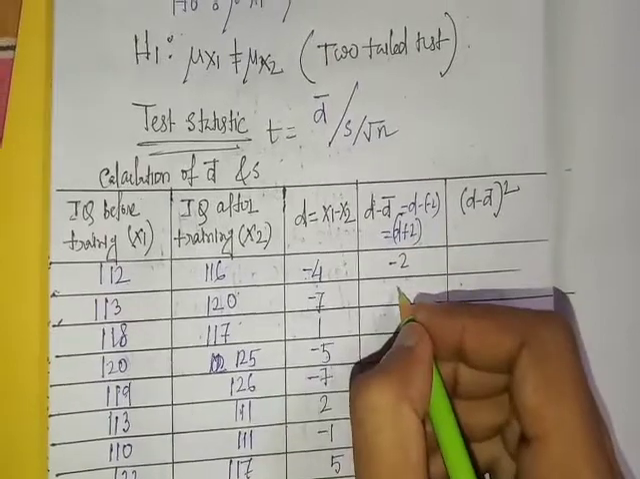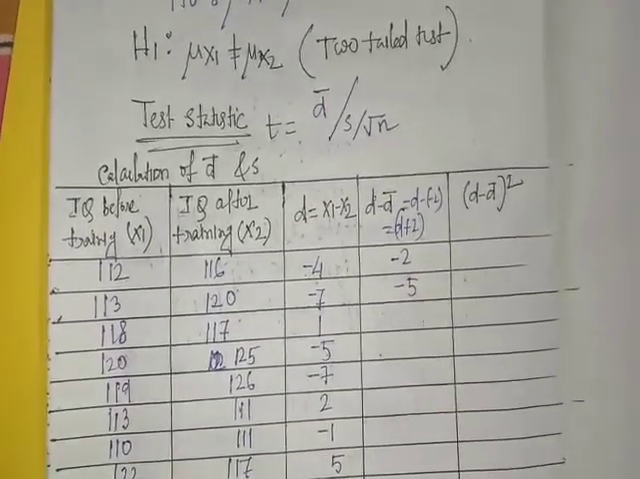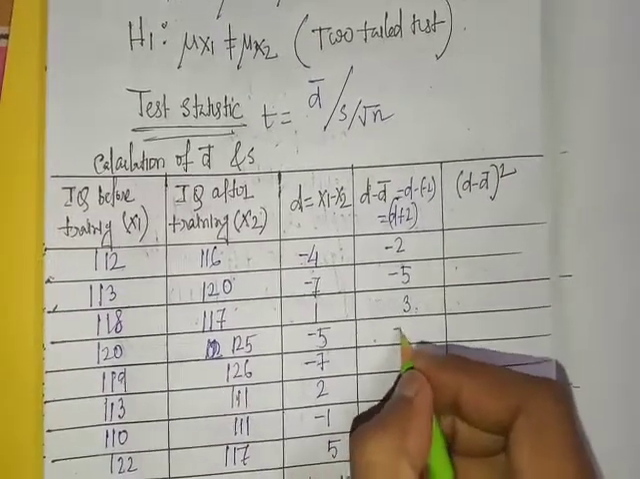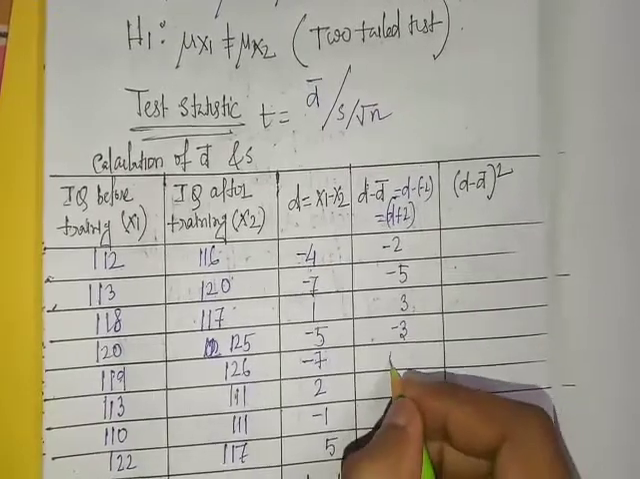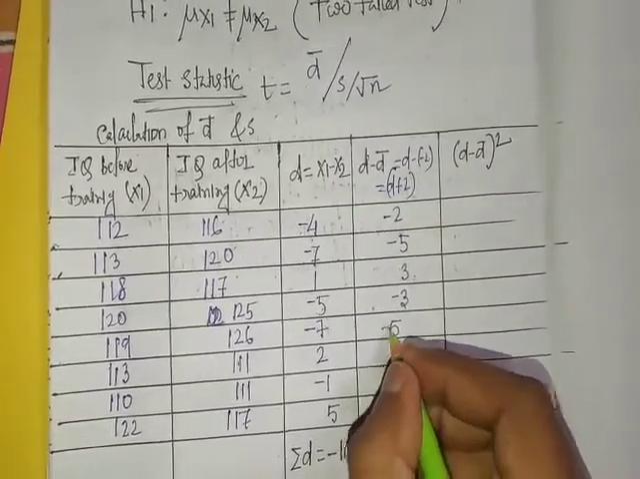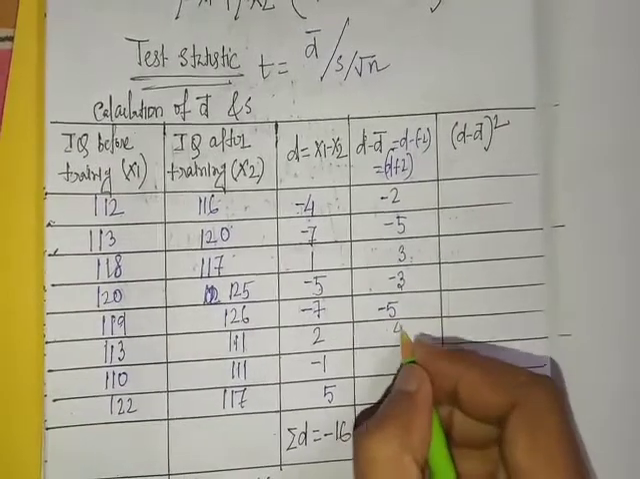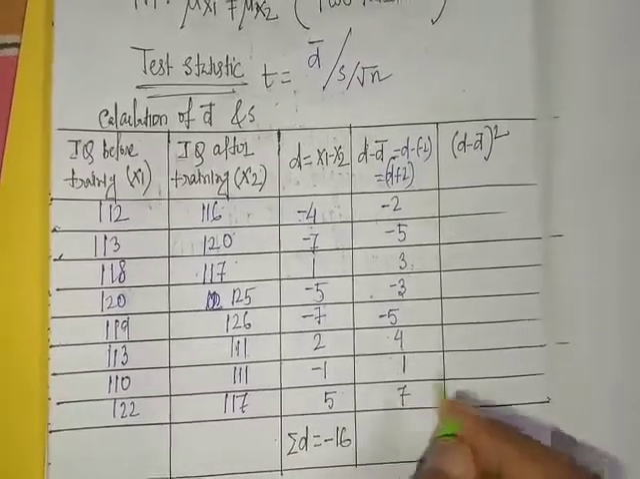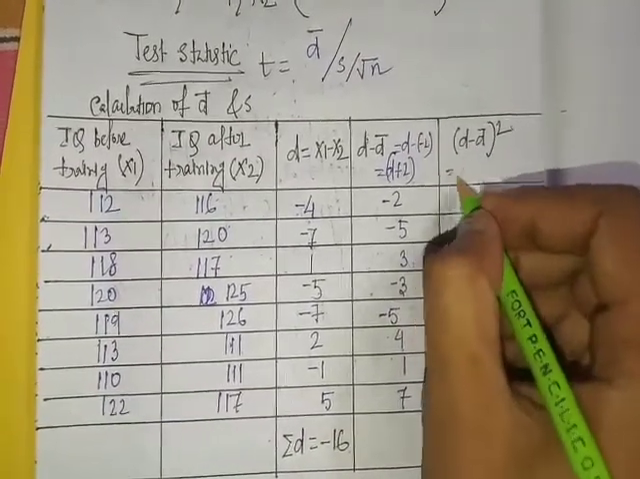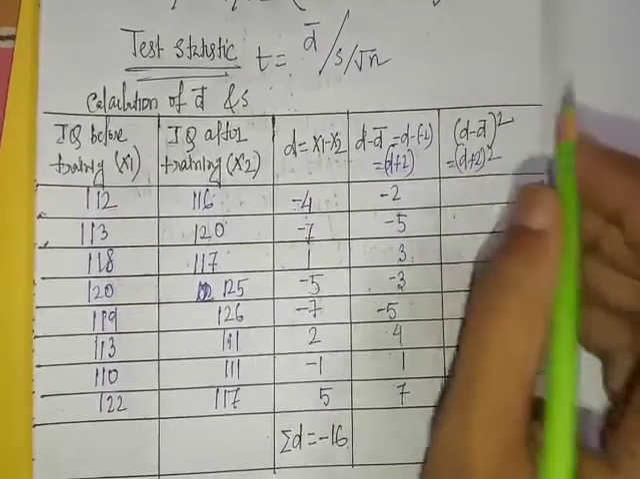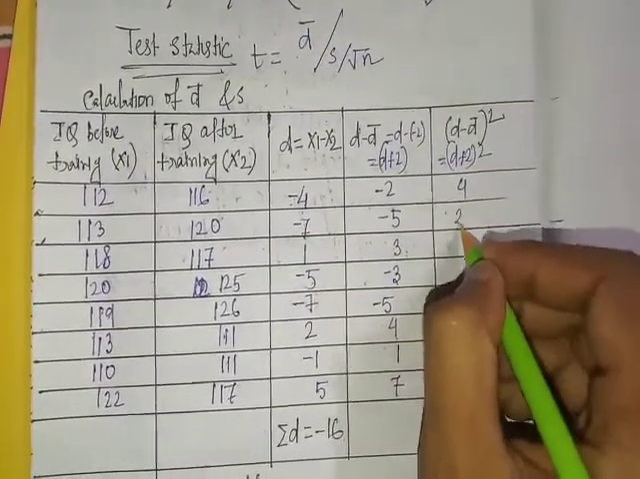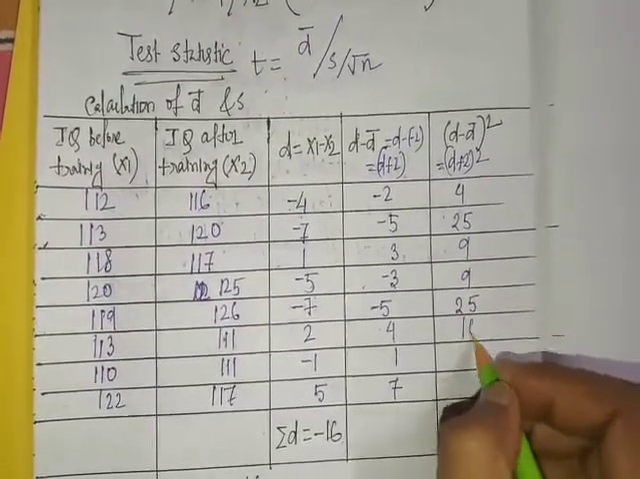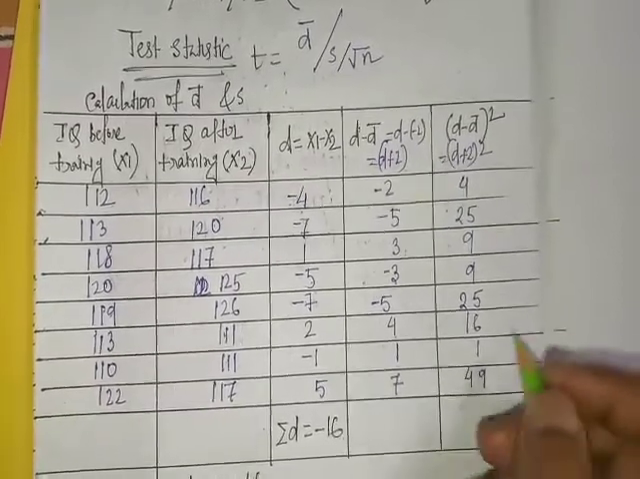Minus 7 plus 2, that is minus 5. Similarly, 1 plus 2, that is 3. Minus 5 plus 2, that is minus 3. This is 5. So this is minus 5. This is 4. This is 1. This is 5 plus 2. This is 7. D minus d bar whole square means d plus 2 whole square. D bar means minus 2. This is 4, 25, 9, 9, 25, 16, 1, 49.